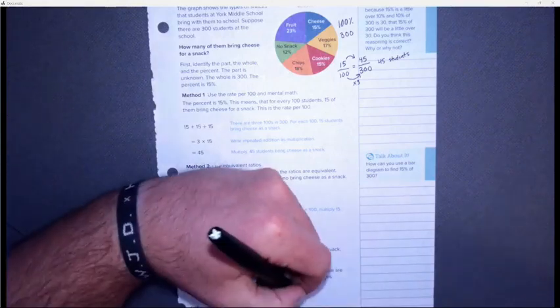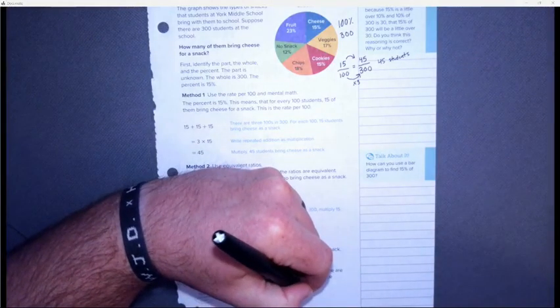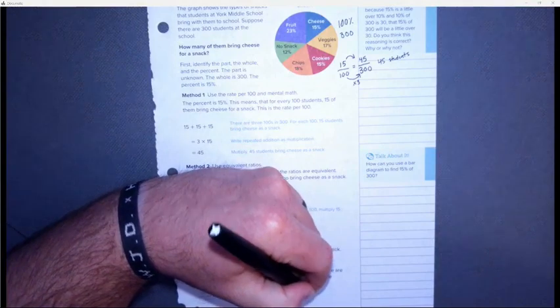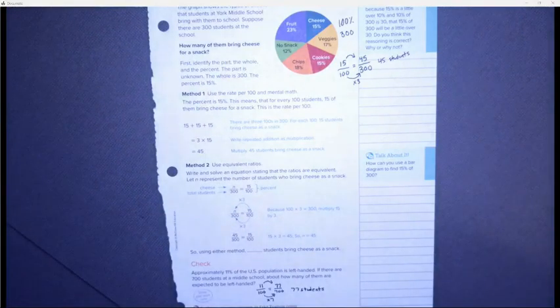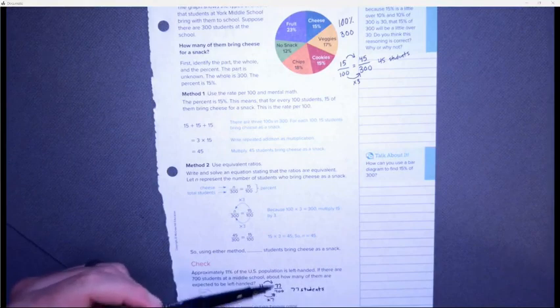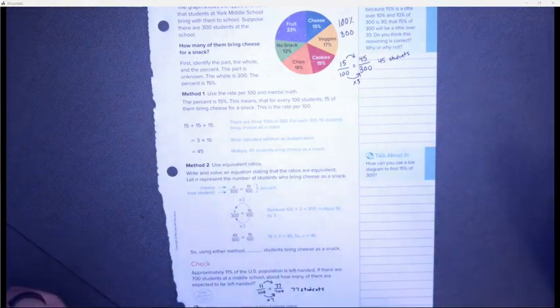We write this as 77 students and not as 77%, because it's not 77 per 100. We're talking about the students now and not the percent.